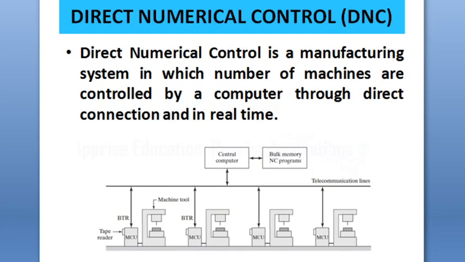What is DNC? Direct Numerical Control system. It is a manufacturing system in which a number of machines are controlled by a computer through direct connection and in real time. A central computer controls n number of machines. The central computer has a bulk memory unit. A single computer controlling n number of machines is called a DNC system.